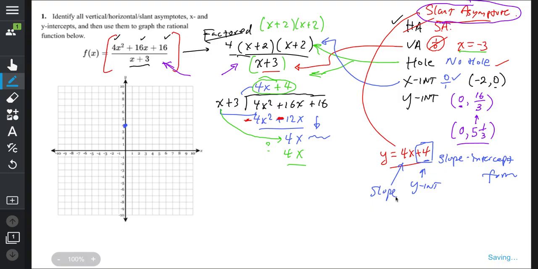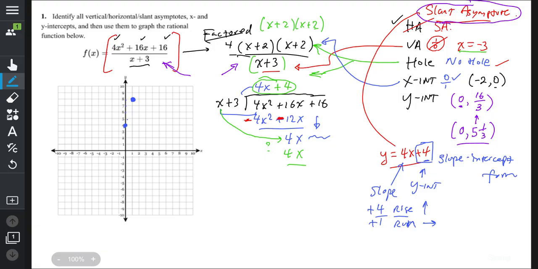And slope is best seen as a fraction so that you can separate out the rise and the run. So 4 becomes 4 over 1. They're both positive. So the next point is going to be a rise of 4 and a run in the positive direction of 1. So let's plot that. From the y-intercept, 1, 2, 3, 4, and then our next point.